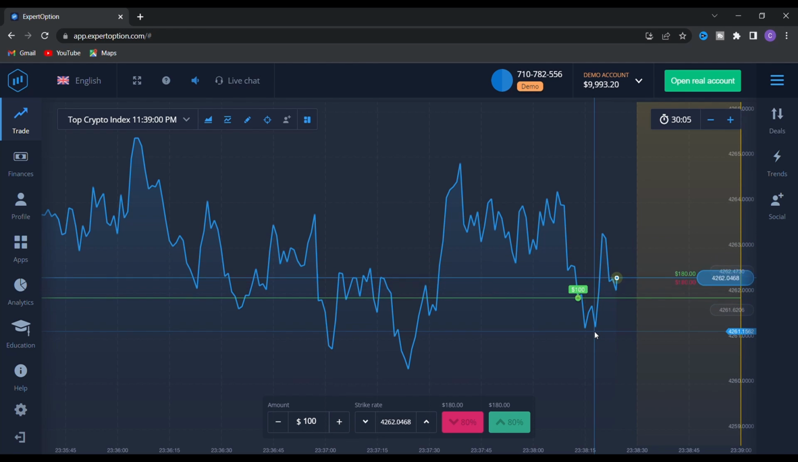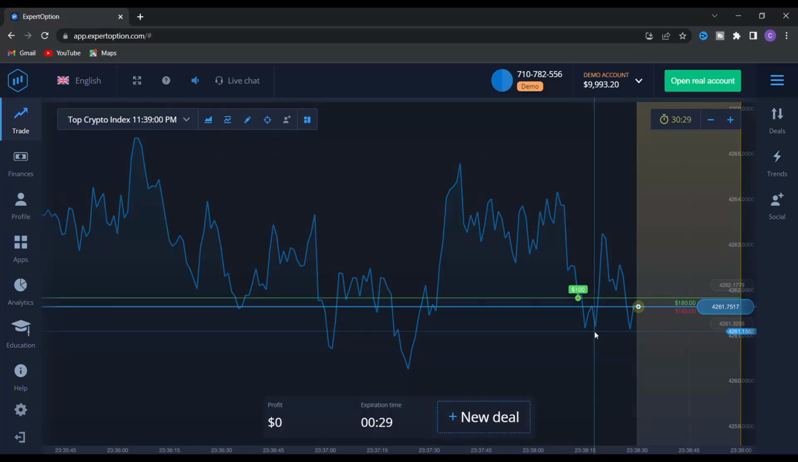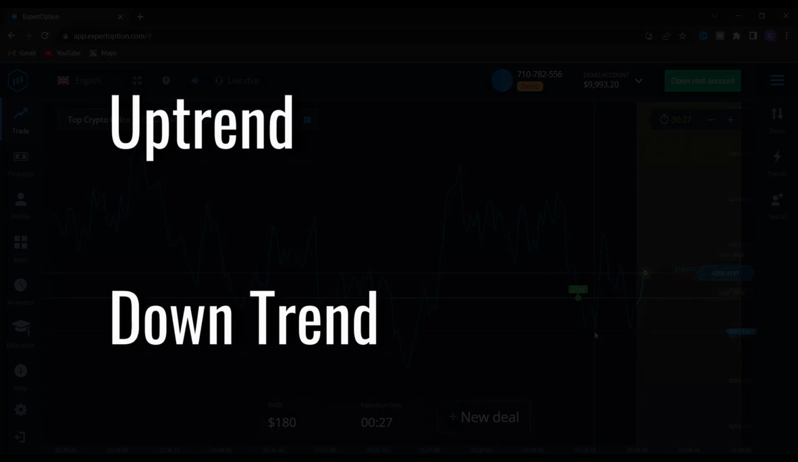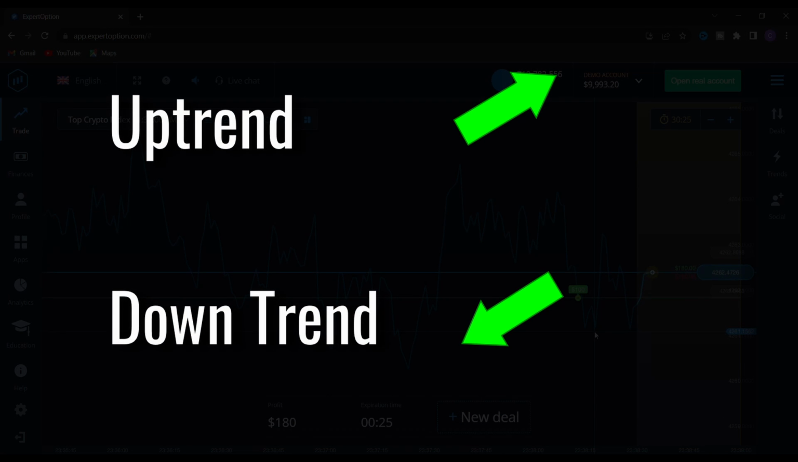As I said earlier, before you implement this strategy, you must have knowledge about how to analyze a market in Expert Option. You will have to find out whether the market is going on an uptrend or a downtrend before placing your trades.